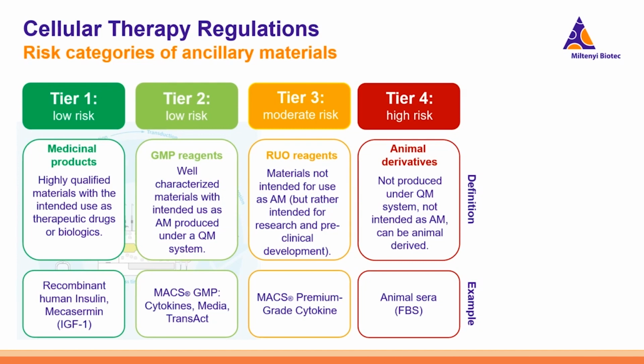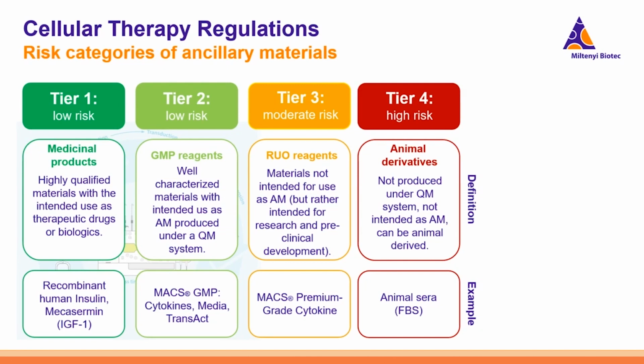Then you have tier 2, which are the so-called GMP reagents. These are very well characterized materials which are intended to be used as ancillary materials. For example, all our MACS GMP cytokines, media, and TexMACS would fall under this category.